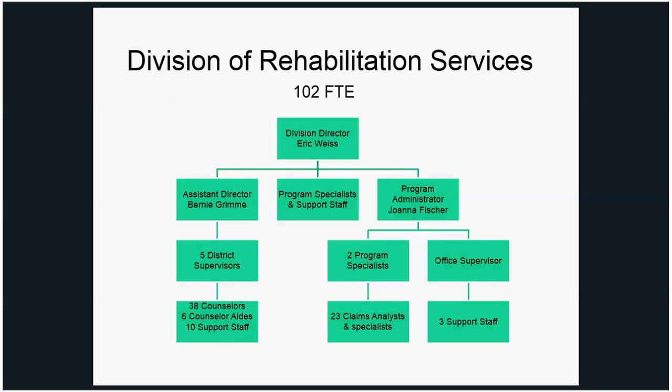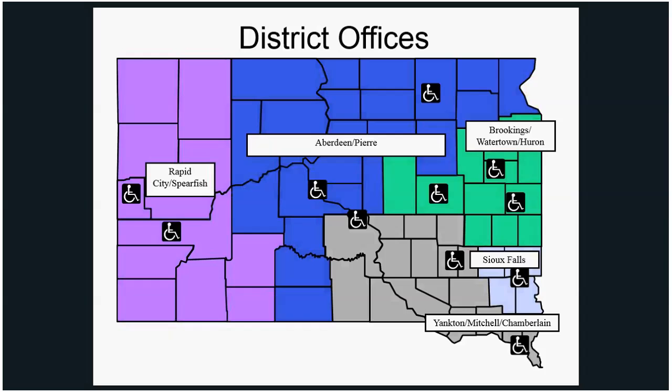Two other members of our DRS management team before I continue. Joanna Fisher is the Director of Disability Determination Services, and DDS is the unit, the agency in Sioux Falls who makes eligibility determinations for all the SSI and SSDI claims in the state. And then Kimberly Hoberg is our business specialist, and she is located out of the Aberdeen office, but she is our single point of contact for businesses that are looking for help in hiring people with disabilities.